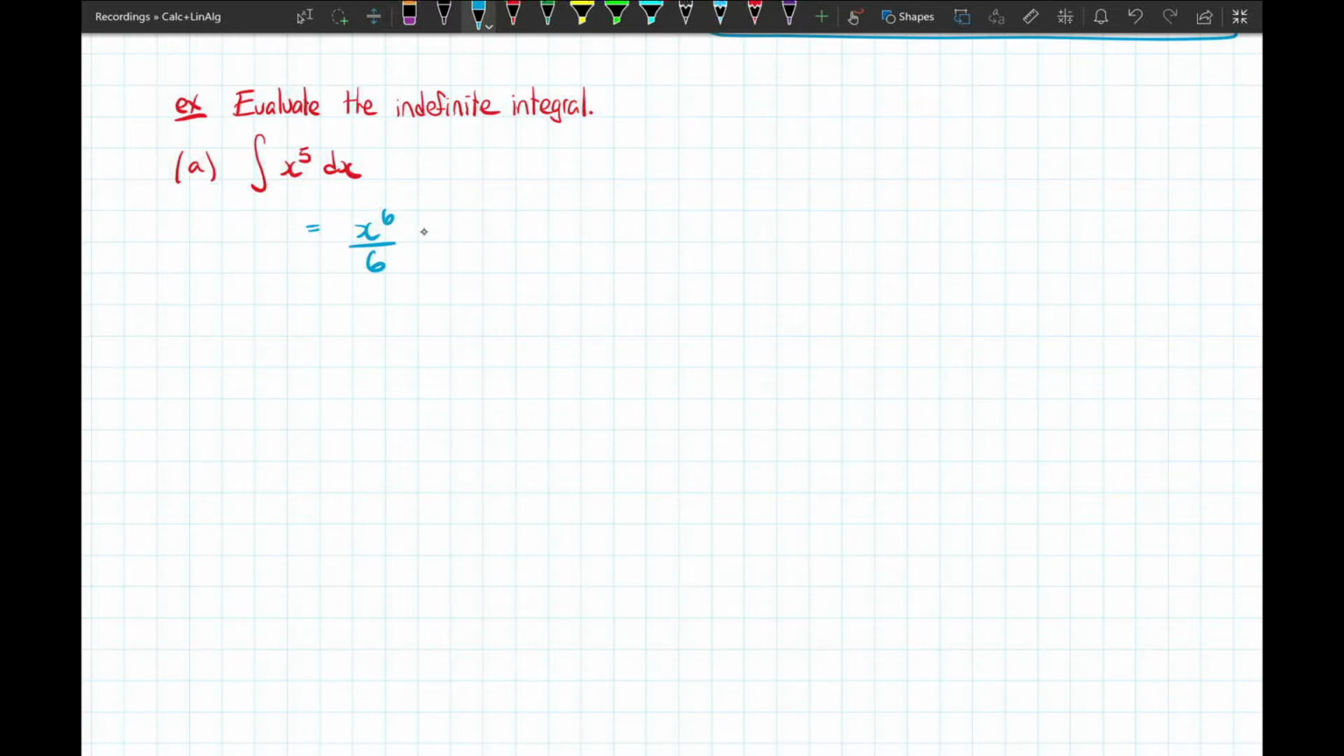And don't forget to add our plus c. Now you can check your answer with differentiation. And sure enough, the derivative of x to the 6 over 6 plus c is equal to 6x to the 5 over 6, which is equal to x to the 5.